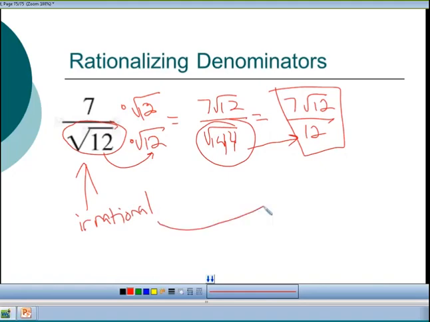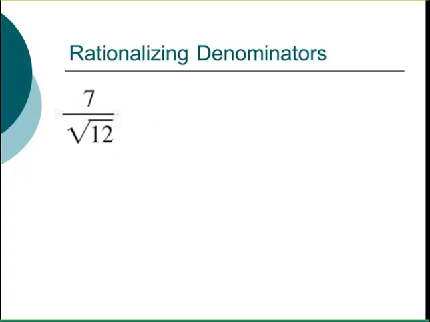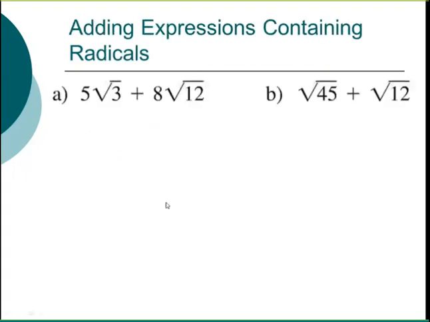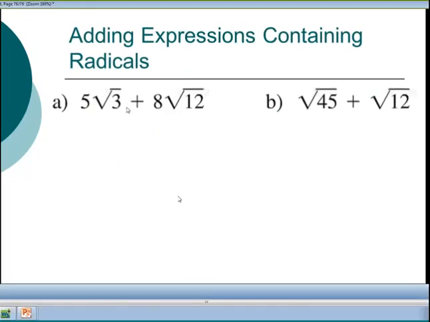And so what we did was we rationalized it. We made it rational. It actually has no square root down there, so it is actually a rational number. Okay, so we'll have application problems in our assignment where we have to rationalize denominators. Okay, so here we're going to add, and then we'll eventually subtract irrational numbers.